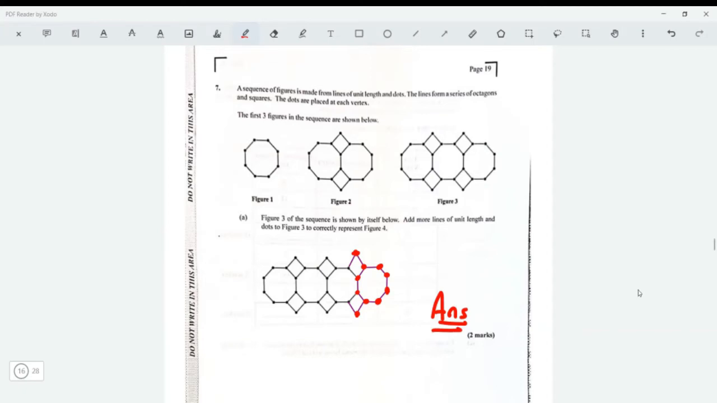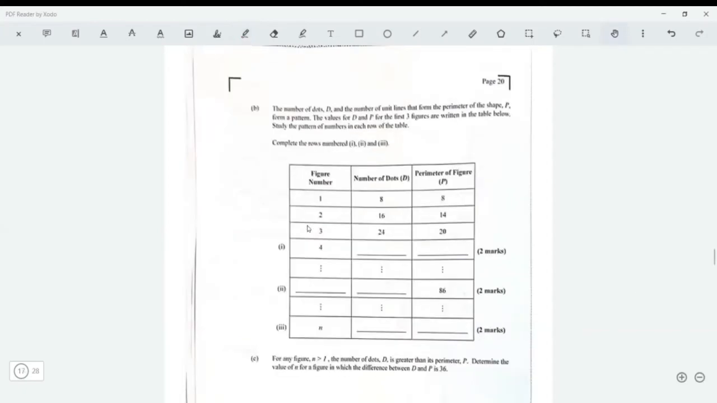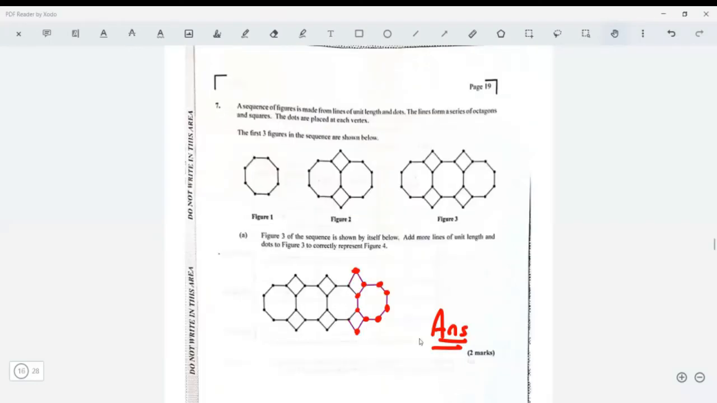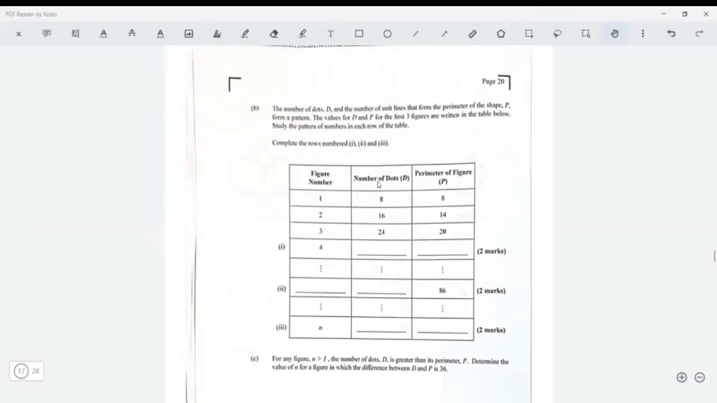Now let's look at the next part of the question. It says, complete the number rows, and determine the number of dots from figure 4. Now we can do it 2 ways. You can go back to your diagram and add up all of them, but nobody has time for that. Or you can look at the number of dots formula. The number of dots formula is going to be 8n.